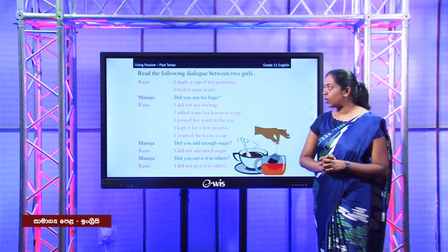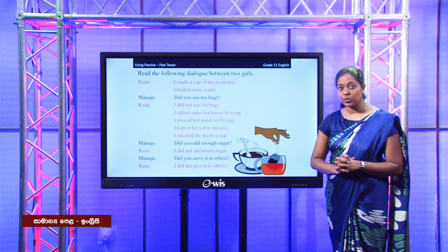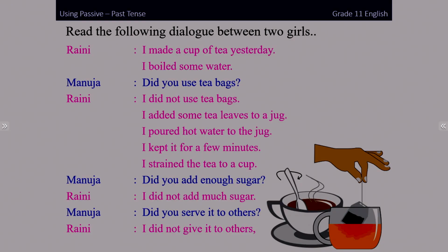Right, we are slowly coming to the end of the lesson today. Hope you have a clear idea about changing active into passive, especially in the simple past form. Okay, take a look at this particular dialogue between two girls. It's Raini and Manuja. I made a cup of tea yesterday. I boiled some water. Did you use tea bags?